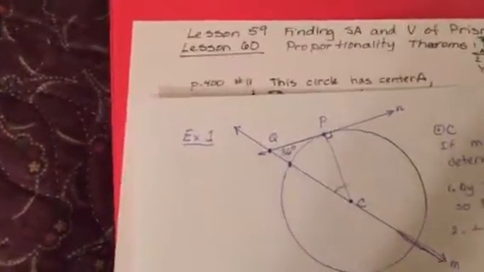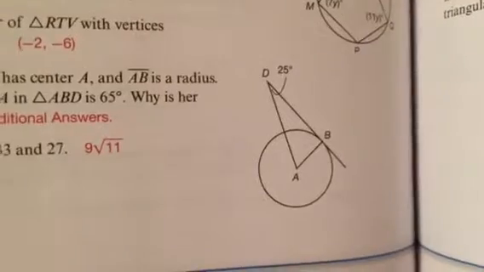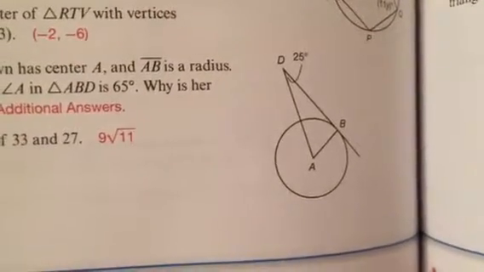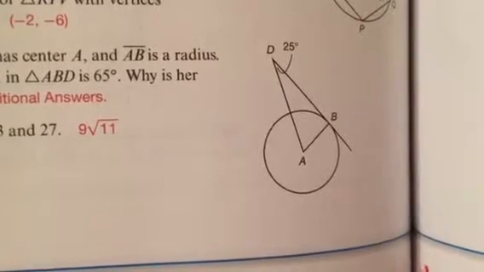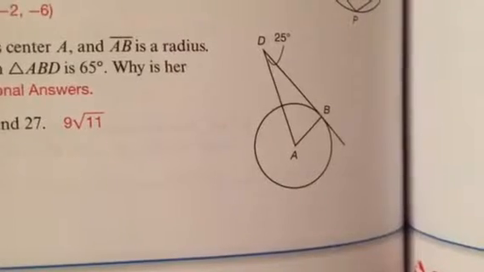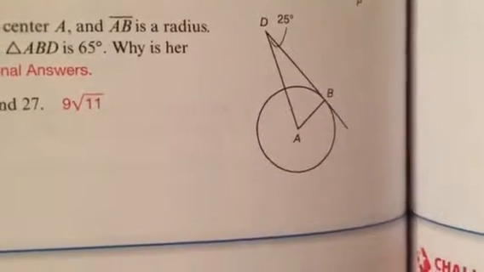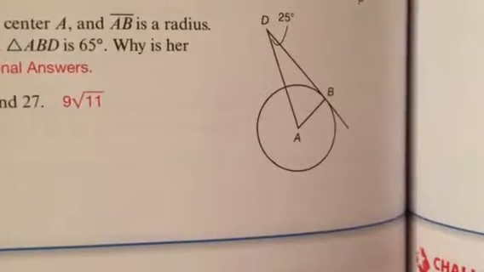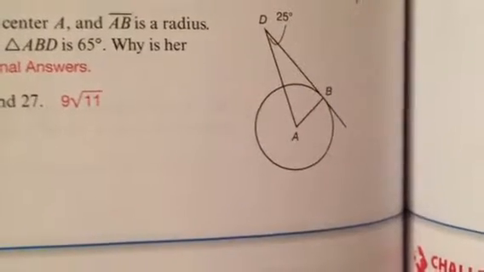That is the lesson, and I wanted to turn to page 400 and do problem 11. On page 400, I'm going to show the drawing in the book and say that the circle shown has center A, segment AB is a radius, and Mariah, the student, has calculated that angle A, or BAD, is 65 degrees. And our job is to find why her conclusion is invalid.